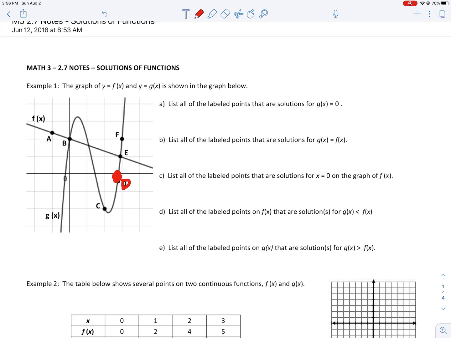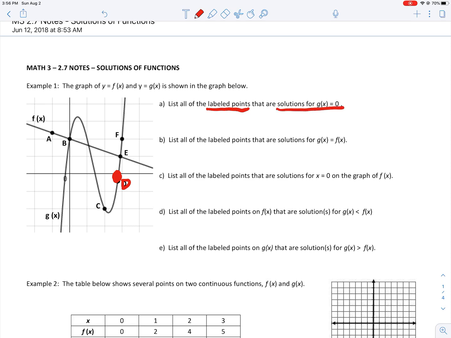Today we are going over note 2.7, solutions of functions. Basically, today we're going to analyze a graph or graphs and try to figure out what they're actually telling us. As we're looking at example 1, we have two graphs. We have f of x, which is a straight line, and we have g of x, which is the curve. And then we're going to answer questions A through E about those two functions.